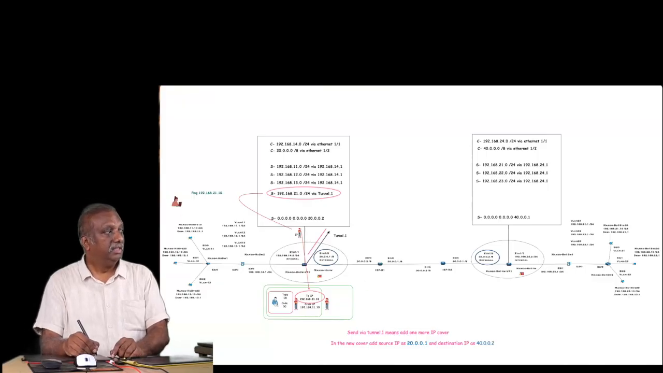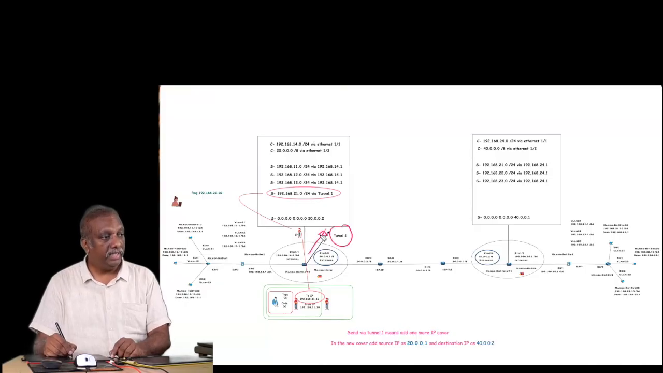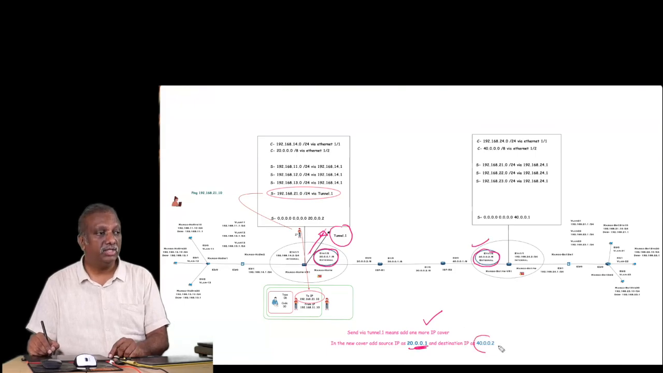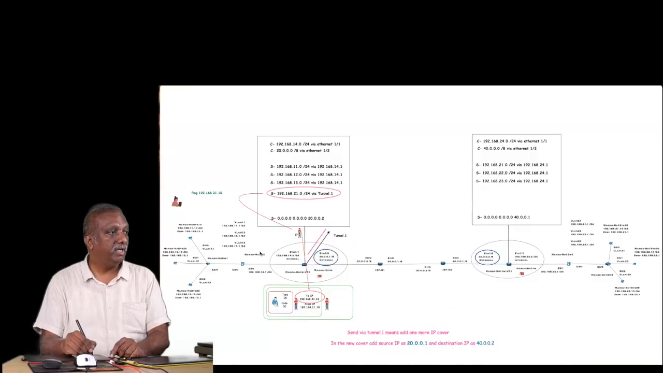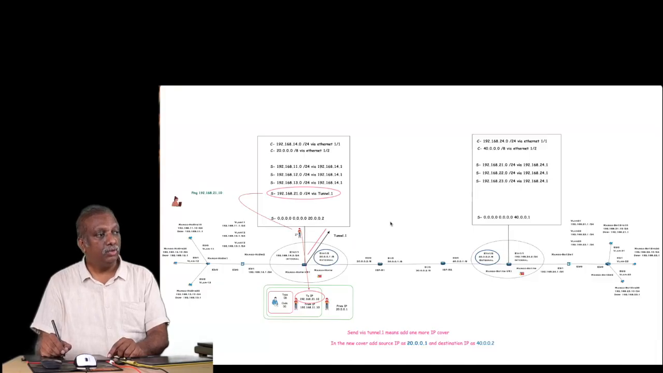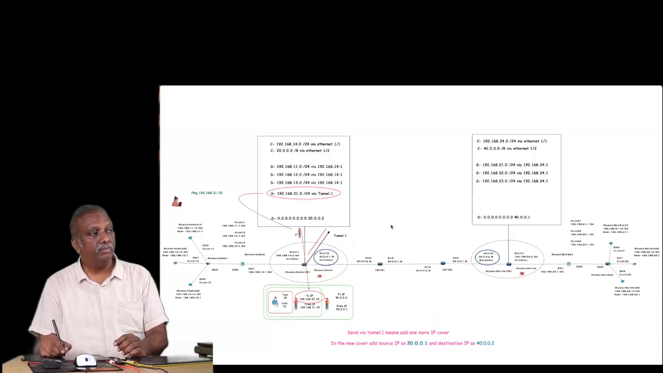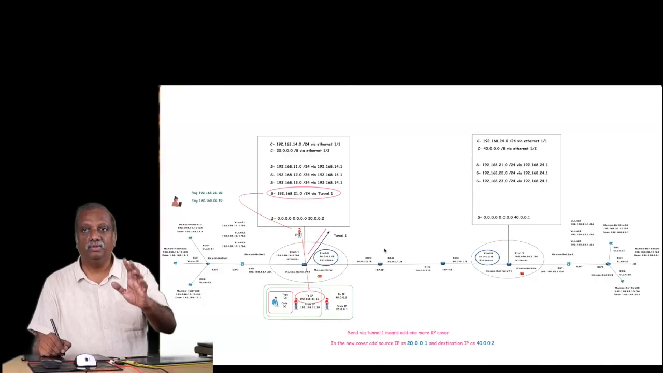So that's what they mean. Sending via tunnel.1 means add one more IP cover. In the new IP cover, add your own IP address as the source IP address and the IP address of the other firewall, the branch office firewall, as the destination IP address in the cover. That's what is meant by sending via the tunnel.1 interface. So now what happens? It will add the source address as 20.1, the to address as 40.2, and then try to send the packet. Now again, the IP protocol sees the to address, 40, sends the packet to the ISP router, and the packet goes, right?